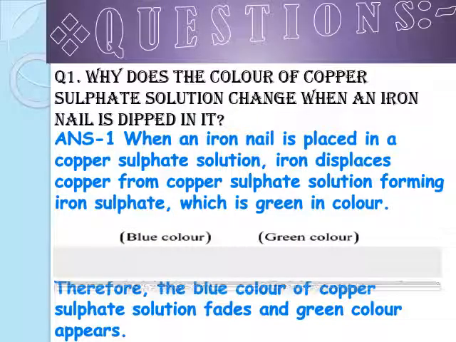Let us deal with some of the questions. Why does the color of the copper sulfate solution change when an iron nail is dipped in it? The answer is that iron is a more reactive metal than copper. So when it is placed in copper sulfate solution, iron displaces copper from the copper sulfate solution and iron sulfate is formed, which is green in color. So from blue color it changes to green color.